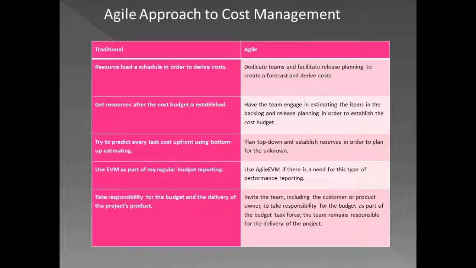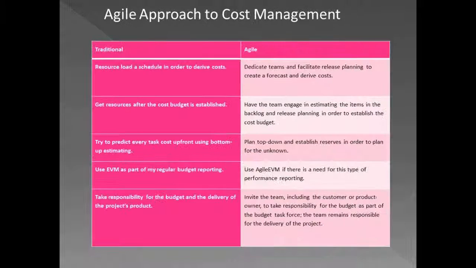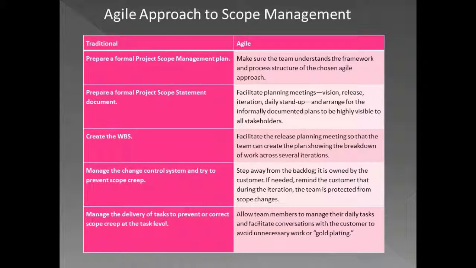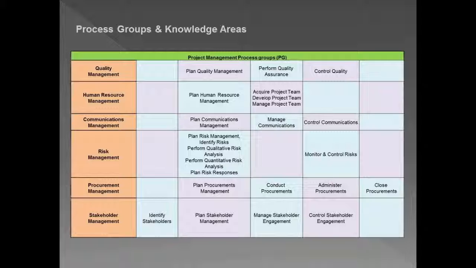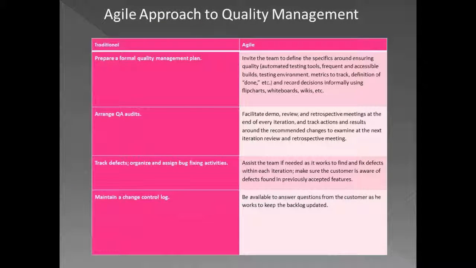And moving on to the next process, we have quality management. If you go to the list of PMBOK processes defined for quality management, we have three processes: plan quality management, which is part of the planning process group, then perform quality assurance, which is part of the executing process group, and then control quality, which is part of the monitoring and controlling process group. And if we compare the traditional approach for quality management.